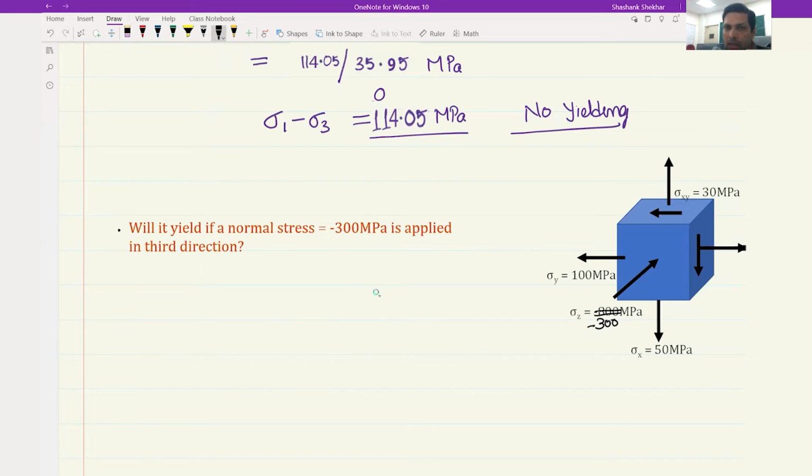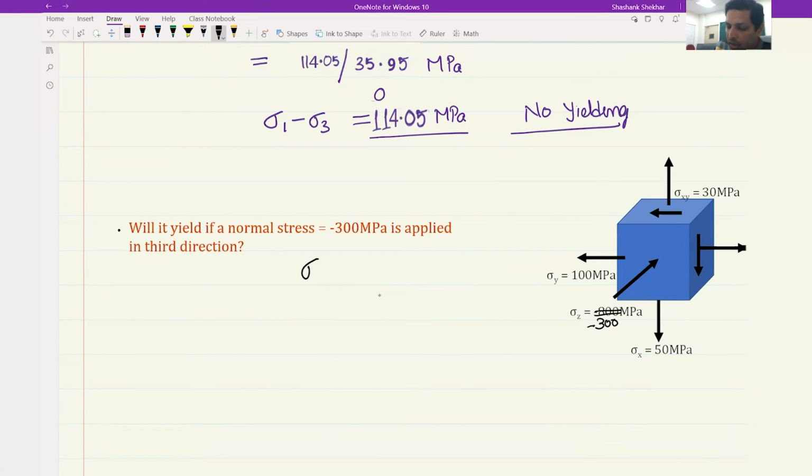But this time your task is easier. Why is it easier? Because sigma 1 and sigma 2, which is the plane stress condition, is already obtained. And therefore the third direction, where no shear stress was acting, will be the other principal stress. Since it is minus, this becomes sigma 3.